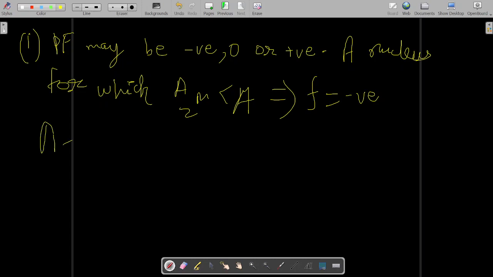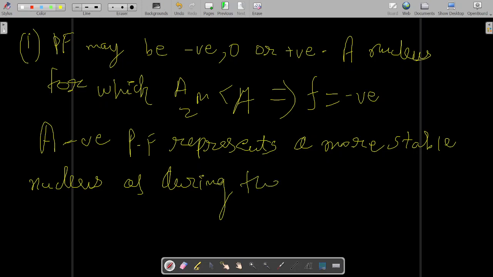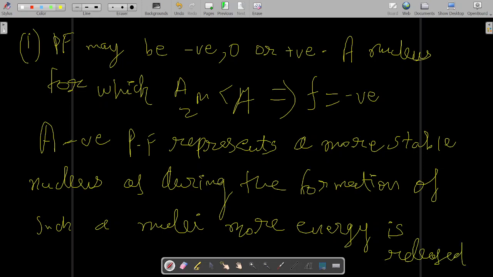So a negative packing fraction represents a more stable nucleus, as during the formation of such a nucleus, more energy is released, right? That is, mass has been lost according to the formula delta E is equal to mc square.